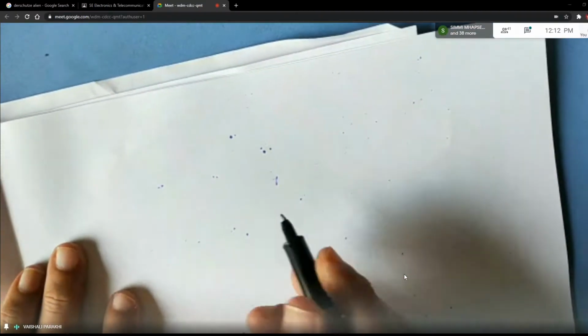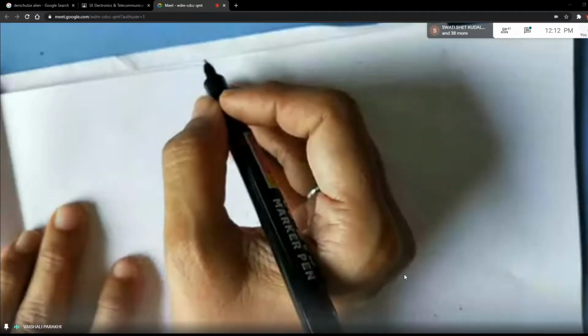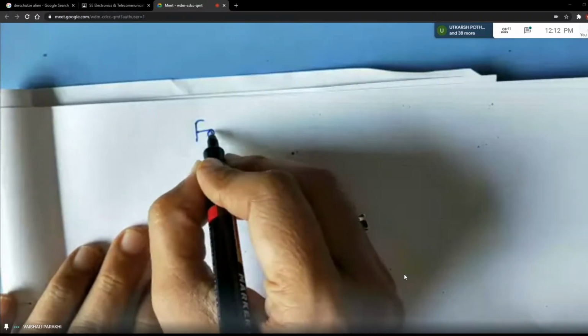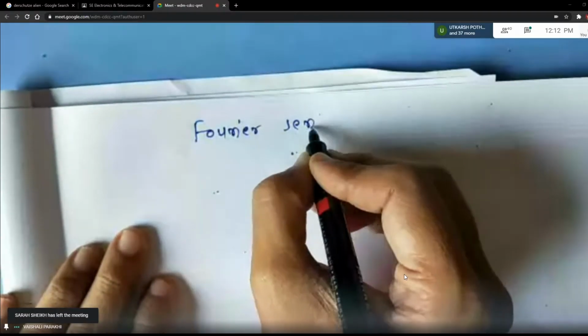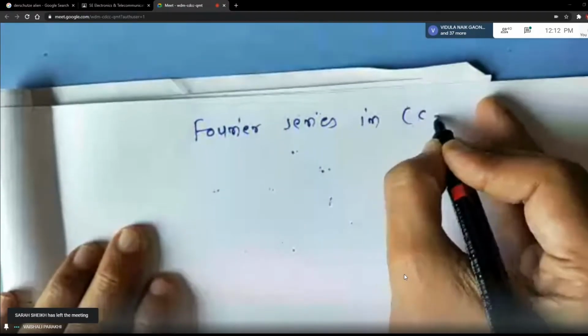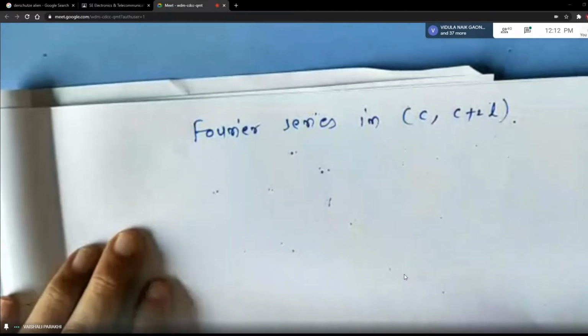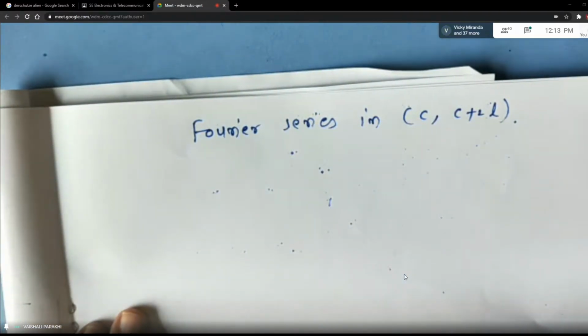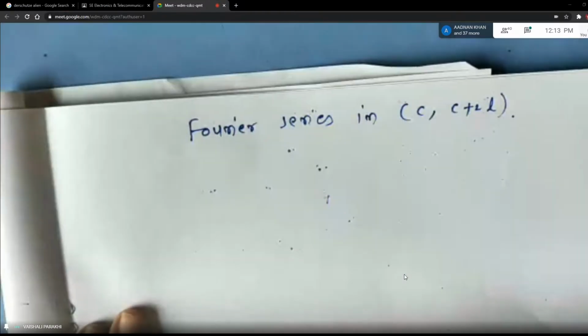Now the next formula is for the general interval, students. General interval means what? C to C plus 2L. So you can give the title like this: Fourier series in C to C plus 2L. Now what happens is, every time the period of the function will not be 2 pi, right? Sometimes it will be 2L. 2L is some number, okay? Not necessarily in terms of pi.